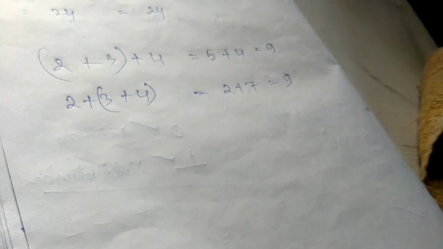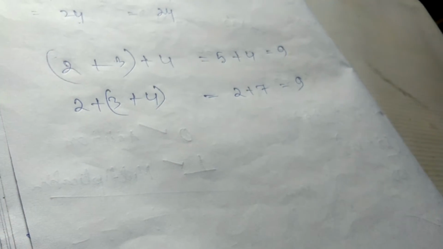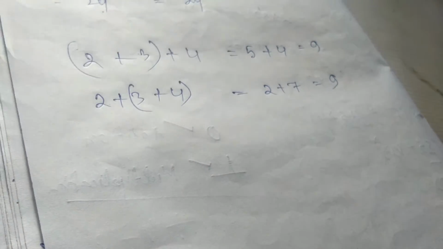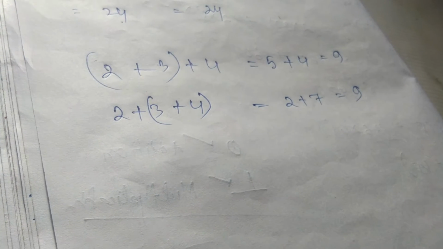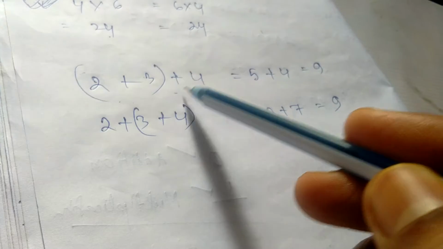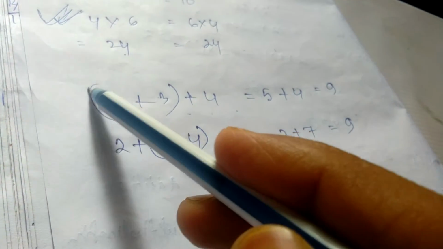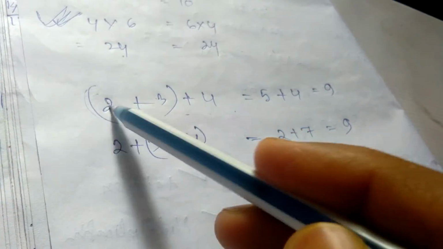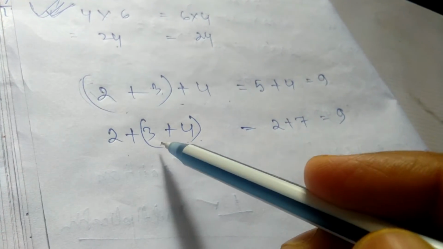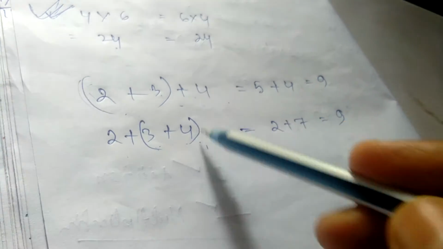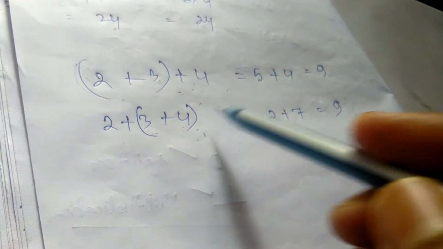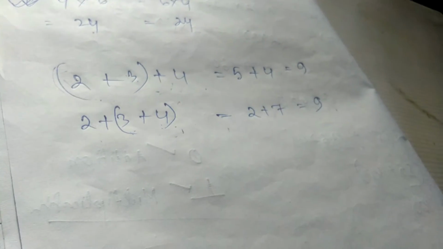Under this property, associativity of addition and multiplication, there is only one function, that is the function of brackets. We have to find out which one is easy for us. If we write 2 plus 3 plus 4 and put 2 plus 3 within brackets, or we put 3 plus 4 within brackets, in both cases the answer will come the same. So under this property we have to find out which one is easy for us.